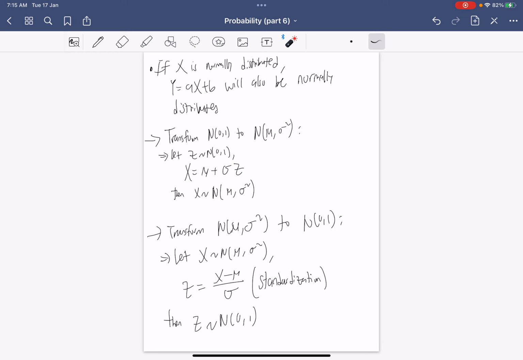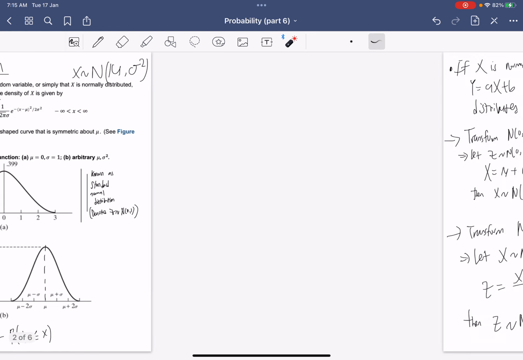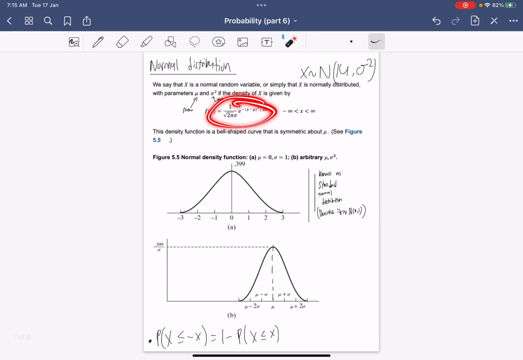Why are these the expectation and the variance? When you integrate this function, you realize that this value over here will be the expectation and the bottom value will be the variance. But we don't want to keep integrating this, so we just say that x follows a normal with the parameters expectation mu and variance sigma squared.